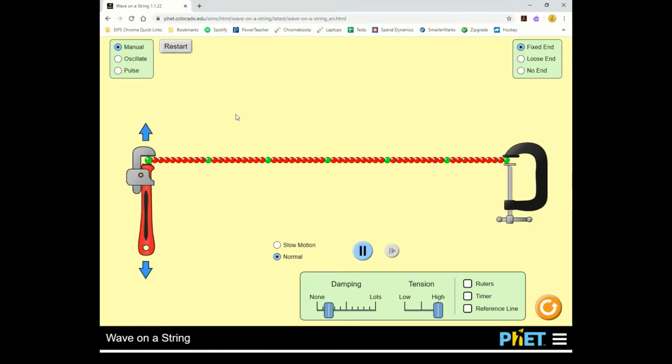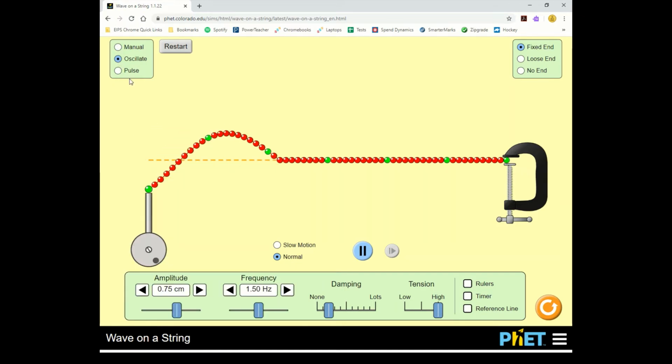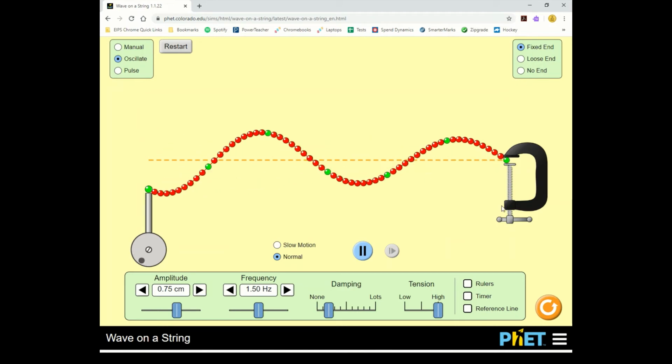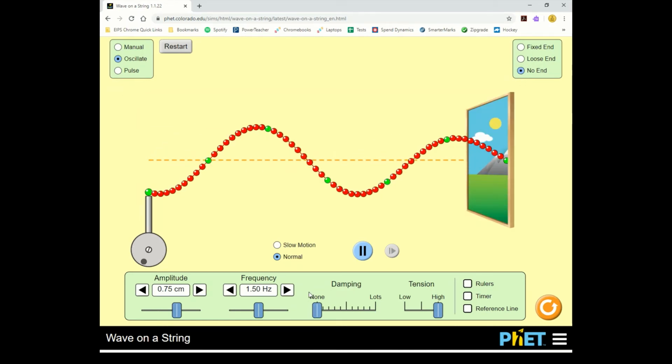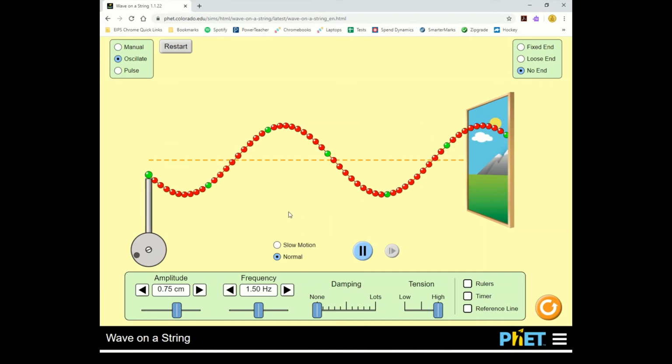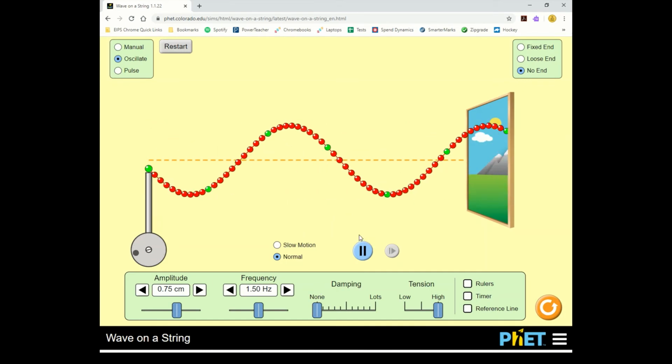Okay, so here we have a wave, and I can make this wave oscillate. I can make it a loose end, and I can make this a nice perfect wave, and I can make it oscillate up and down like this. So you see the wave has a certain speed, so this is the wave speed that we're talking about. So what do you think can affect the speed of that wave?